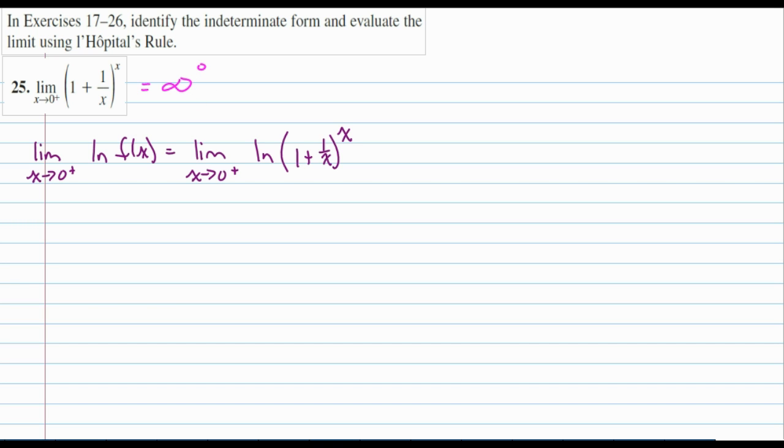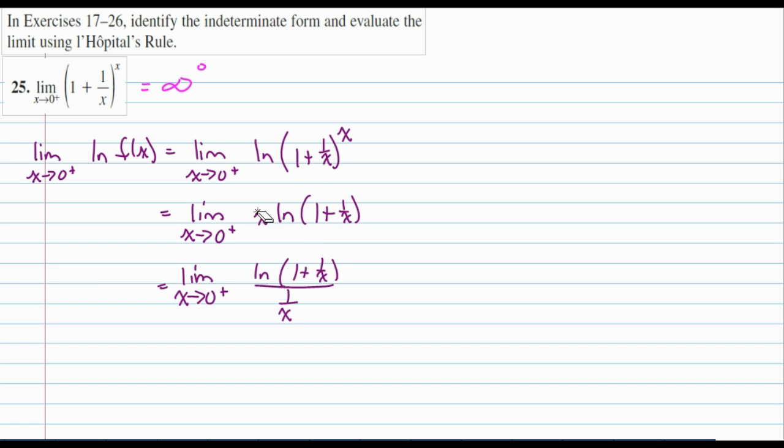So now I'm going to use logs. I'm going to take the coefficient, put that in front of the natural log. But of course I want to make this a quotient so I can use L'Hopital's rule. So I'm going to make that x multiplying by x divided by 1 over x. And now let's think about what happens as x approaches 0 from the right. So 1 over 0 we already talked about is going to approach infinity.